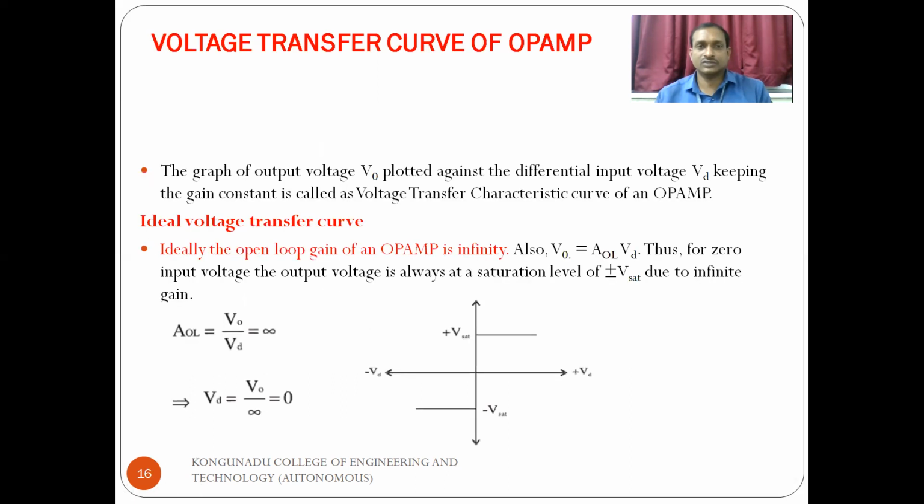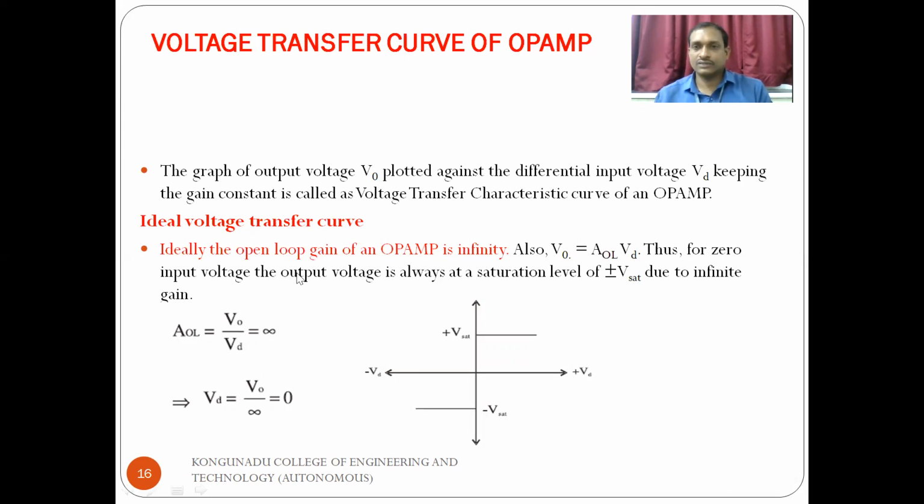Next, I'm going to discuss the voltage transfer curve of the operational amplifier. The graph is drawn between the output voltage V0 versus the input voltage, that is the differential input voltage VD. By maintaining the gain as a constant, we draw the graph between the input voltage and the output voltage. The differential input is VD, the output is V0. This is the voltage transfer characteristics curve of the op-amp.